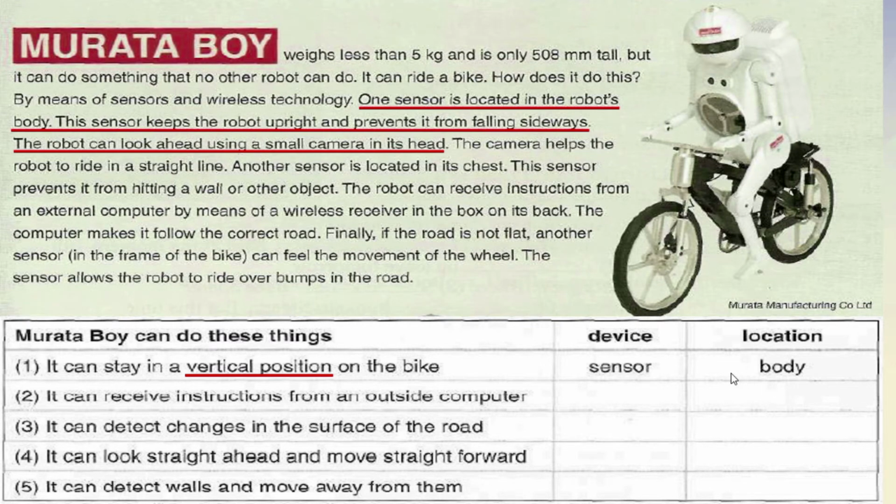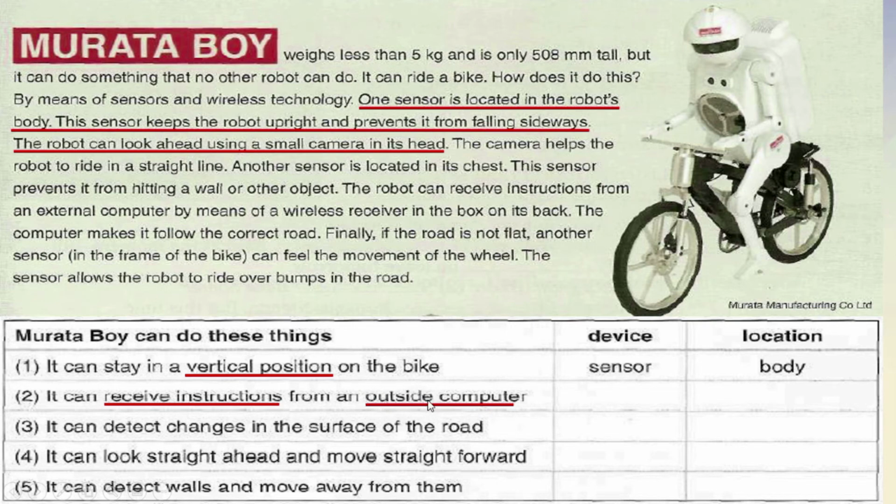Now let's check our answers. Number 2, we are looking for a device and its location. Our clue, the keyword, it can receive instructions. So we have receive instruction. Receive can be replaced using get or be given. From where? From an outside computer. Now, the word outside here, are there any other words we know that can be used to replace outside?